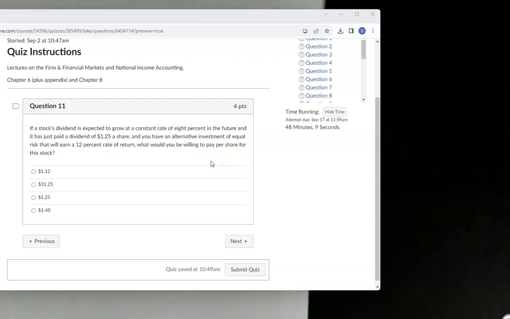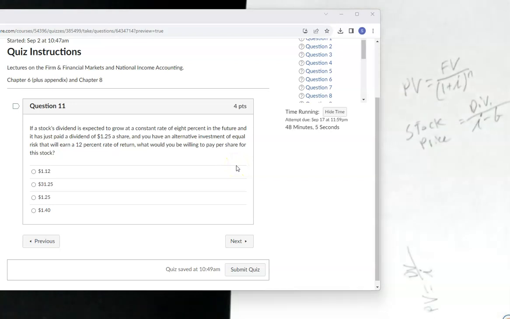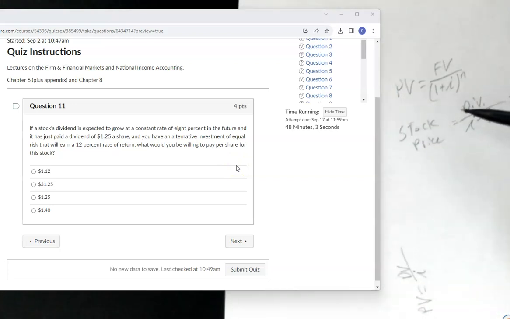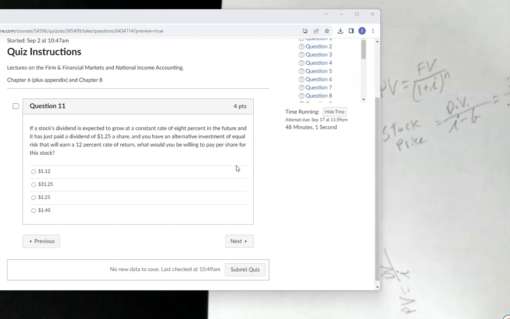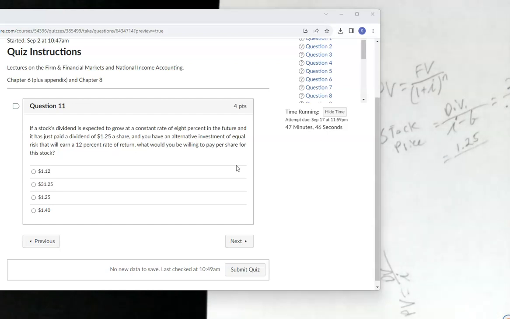So the same formula that we used a minute ago is going to apply, right? Again, we've got the stock formula here, and we're going to plug in our numbers. So what's the dividend here? Well, it says $1.25 per share. And then what would be the interest rate or discount rate? Now here, the way it's phrased, it says you have an alternative investment of equal risk that will earn 12% rate of return per year.